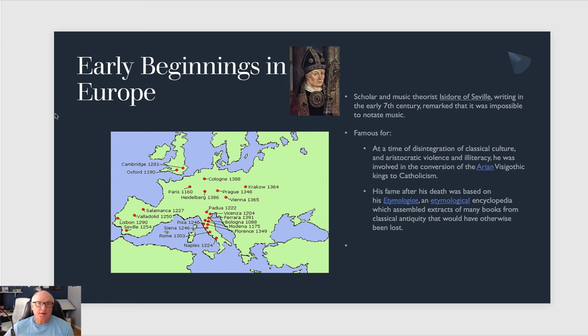His fame in the church was based on his Etymologiae, or the Etymological Encyclopedia, which he assembled, which were extracts from many books from classical antiquity that might have otherwise been lost. But I thought it was interesting that he said it can't be notated.